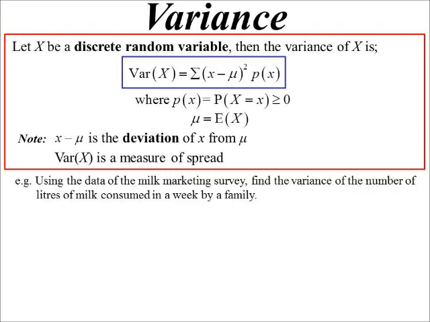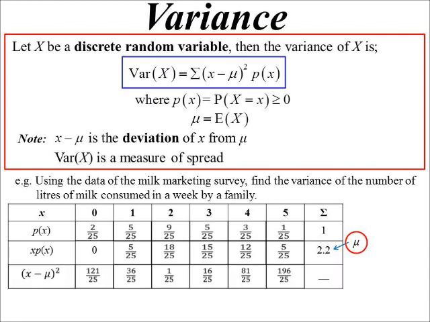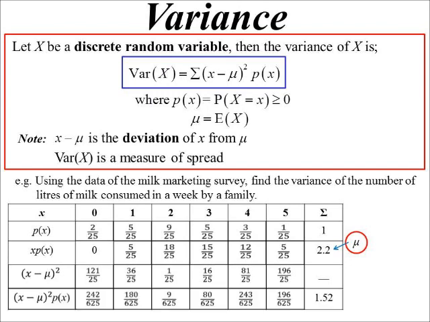So let's use the same example from yesterday, our milk marketing survey, where we were at yesterday. We had our probability of x, but then our x p(x), so we could work out expected value. 2.2, that was our expected value, so that is mu that we'll use when we sub into this row, x minus mu squared. I need to know that because I want to multiply x minus mu squared by the probability of x. So now I'll create another row, x minus mu squared times the probability of x.